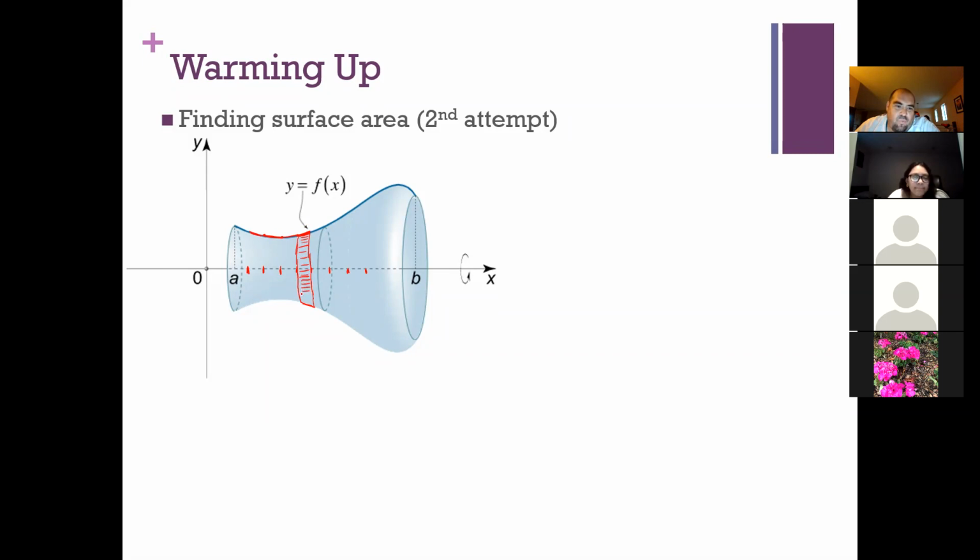So I'll ask, what kind of shape is this? It might not be as obvious. We were dealing with cylinders before. What shape is this now? That's a frustum, right? Yeah, it's a frustum.